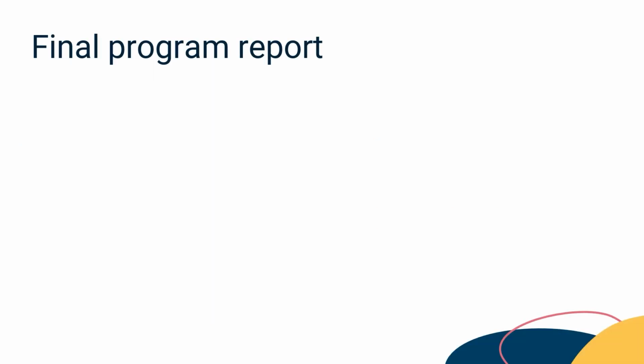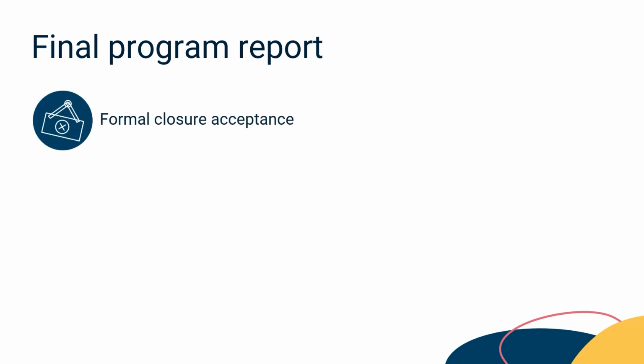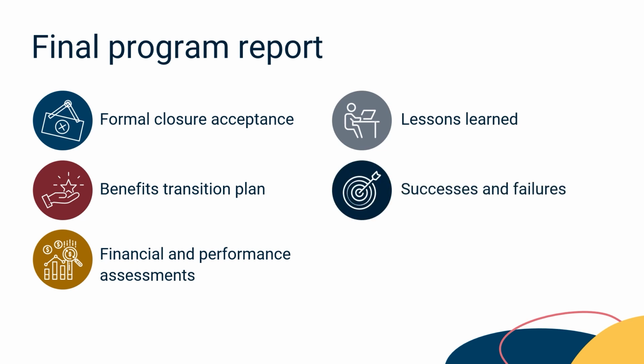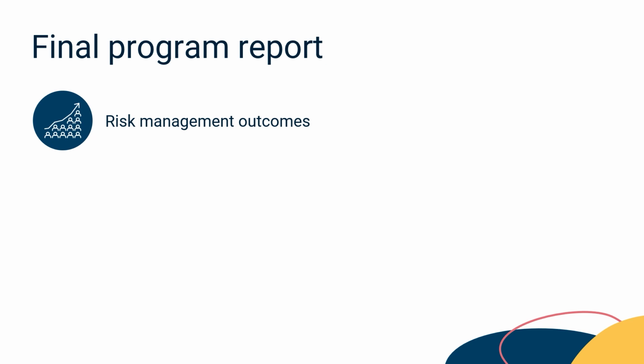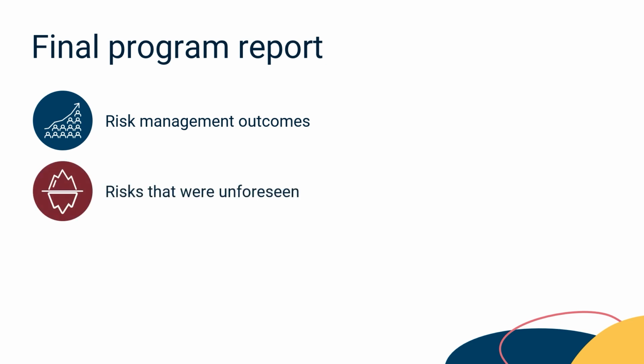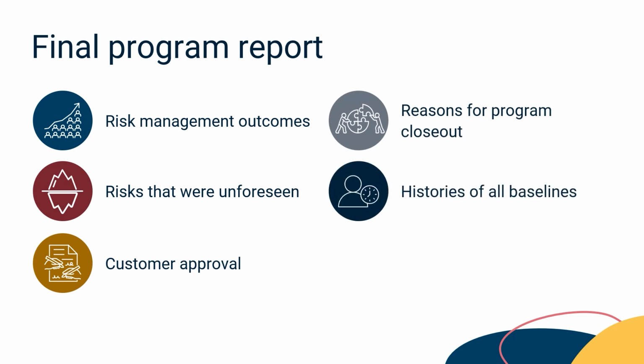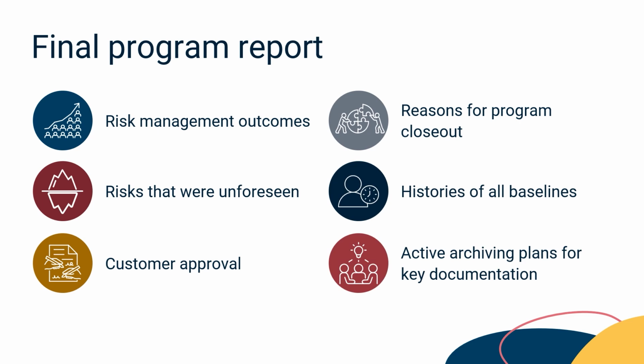Knowledge transfer may comprise lessons learned or completion of a final program report that includes formal closure acceptance, benefits transition plan, financial and performance assessments, lessons learned, successes and failures, identified areas for improvement, risk management outcomes, risks that were unforeseen, customer approval, reasons for program closeout, histories of all baselines, and active archiving plans for key documentation.